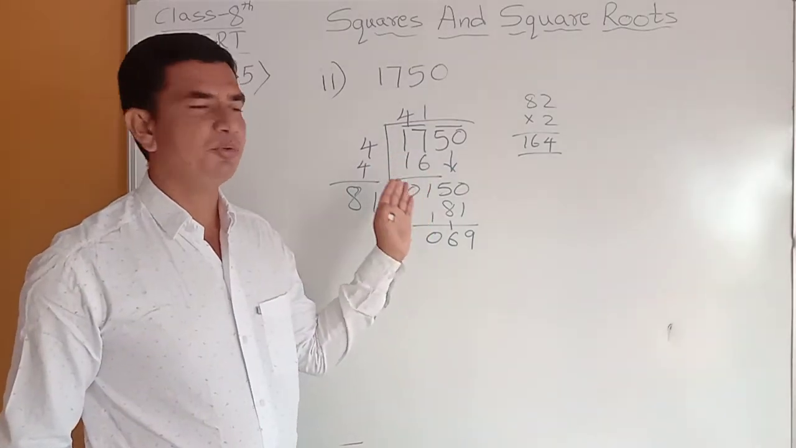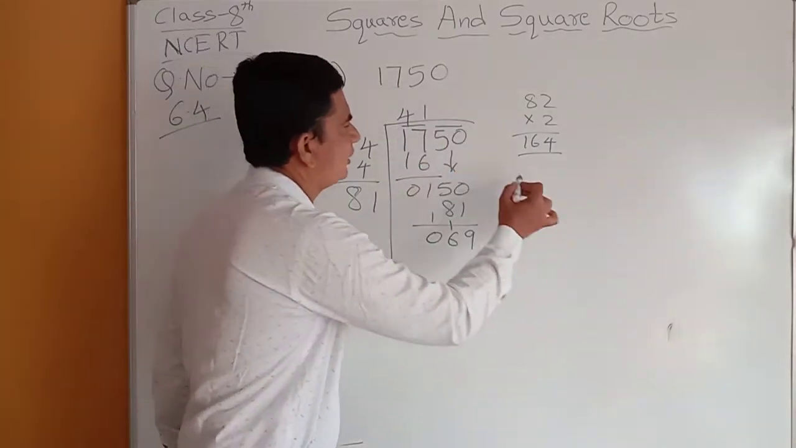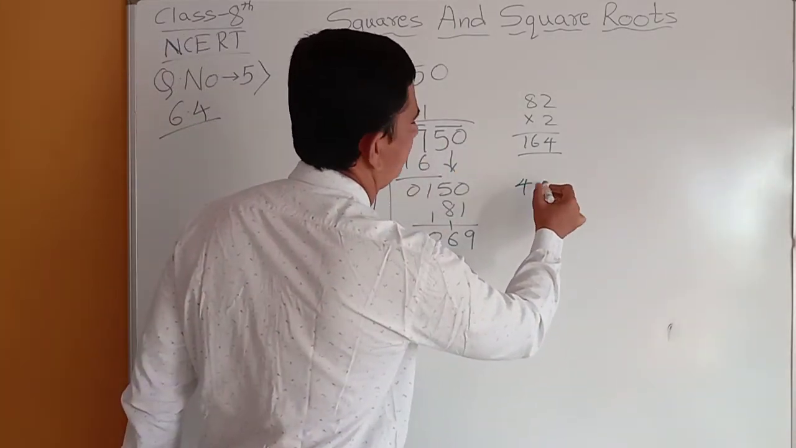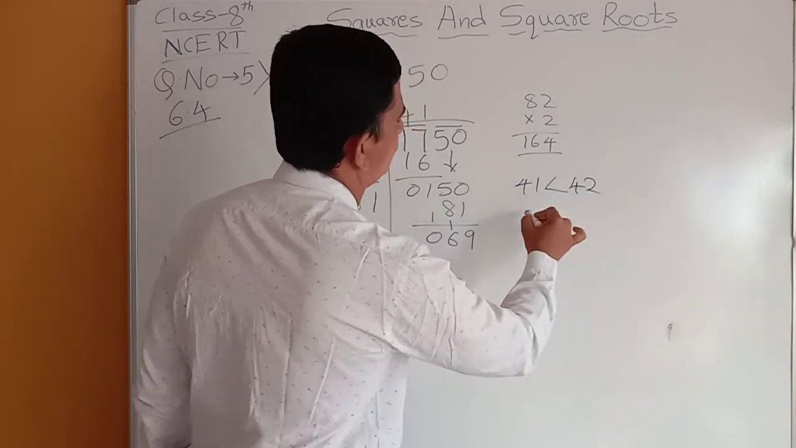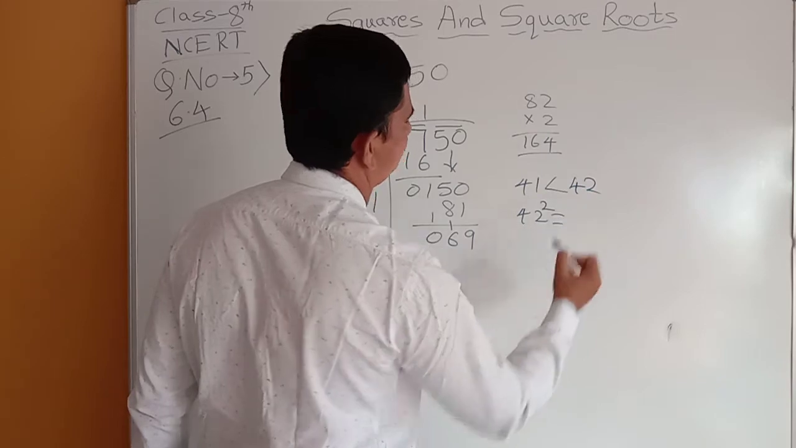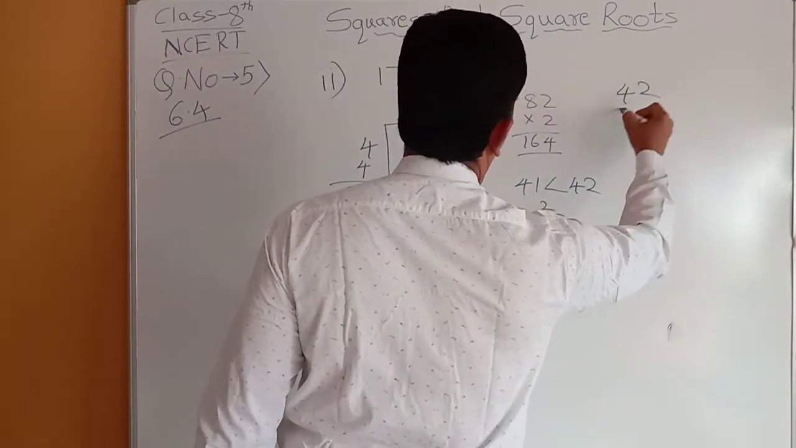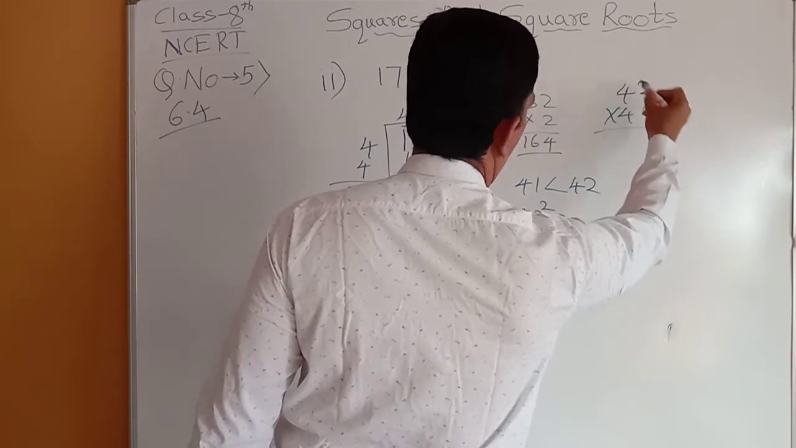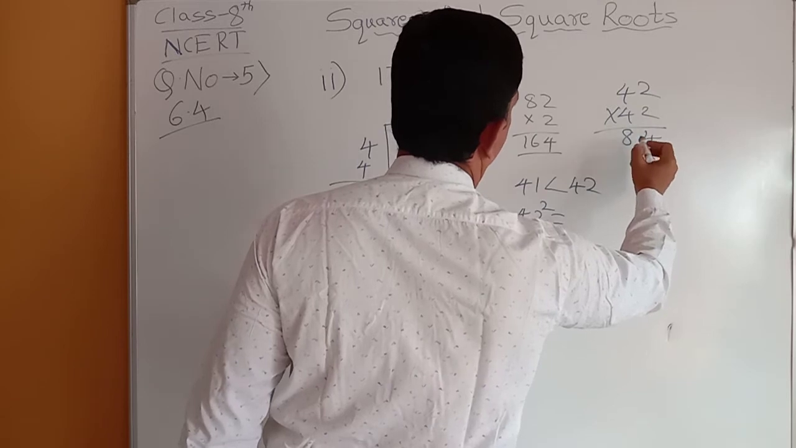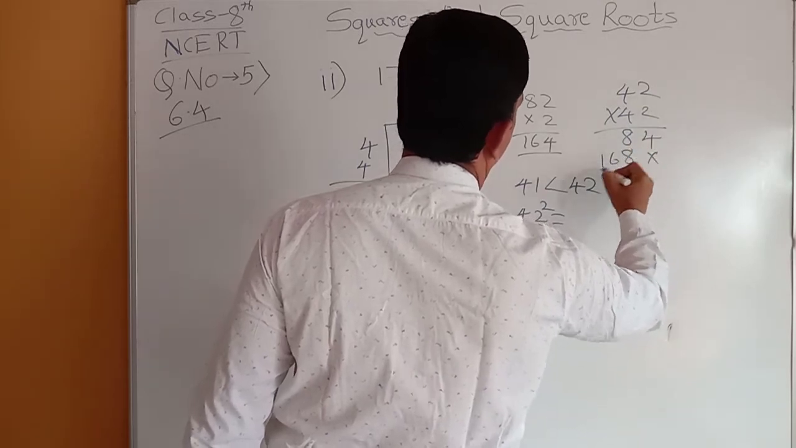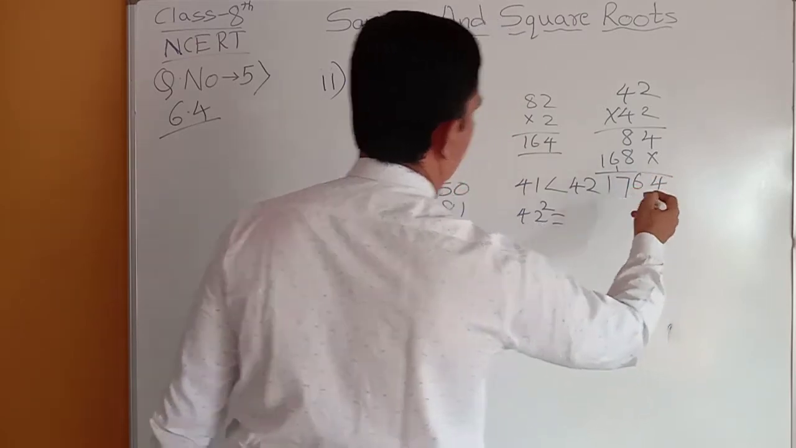So what number do we have to take? We have to take the next one, greater than 41. Greater than 41 is 42 only. So we can take 42 square. What is 42 square? Multiply 42 into 42. 2 2s are 4, 2 4s are 8, 4 2s are 8, 4 4s are 16. So we got 1764 here.